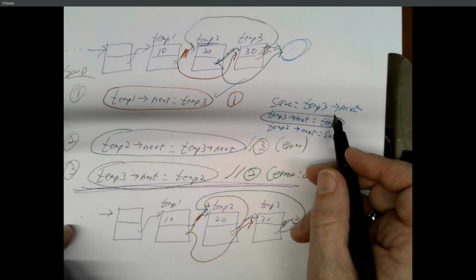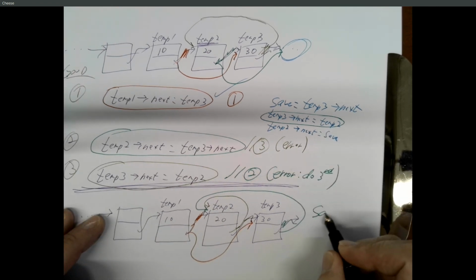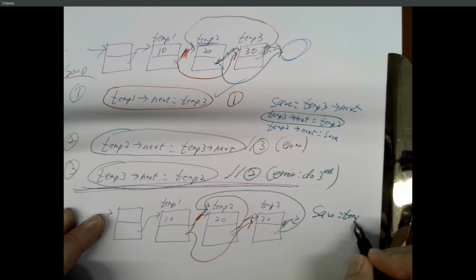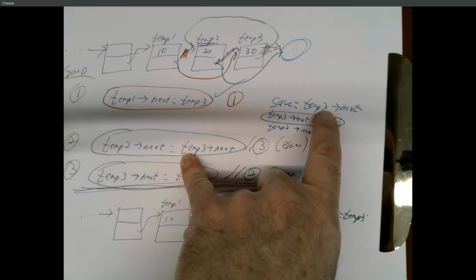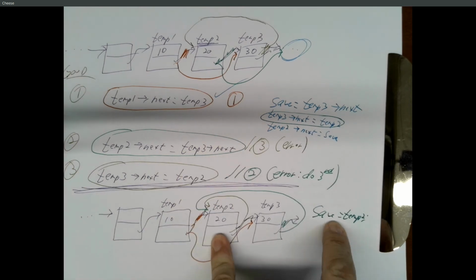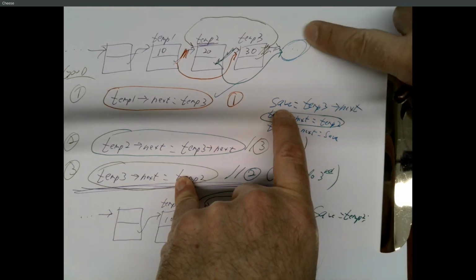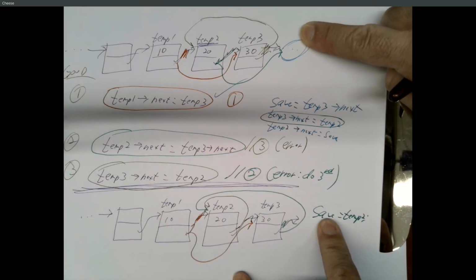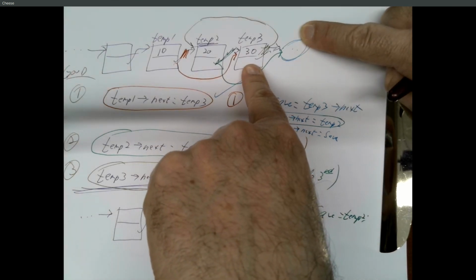So save was equal to temp 3 arrow next. I said temp 3 arrow next equals temp 2. Suppose instead I had said save equals temp 2. That does nothing useful. I've said save is temp 3 arrow next, and now I'm setting that equal to temp 2. Doesn't that set temp 3 arrow next equal to temp 2? No. Save is just a local variable. I've given it the address of this following node. Now I've given it the address of temp 2. I haven't actually changed the value of temp 3 arrow next.